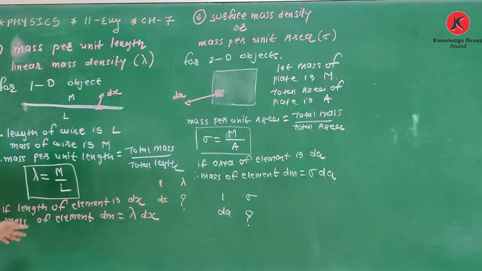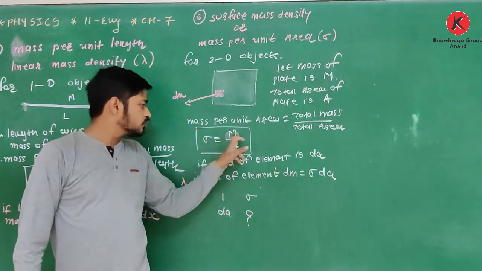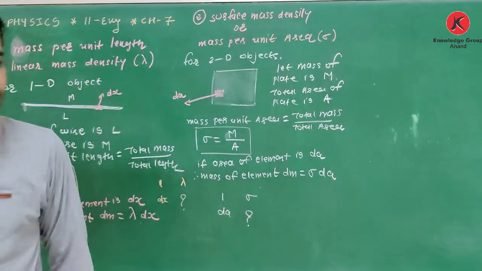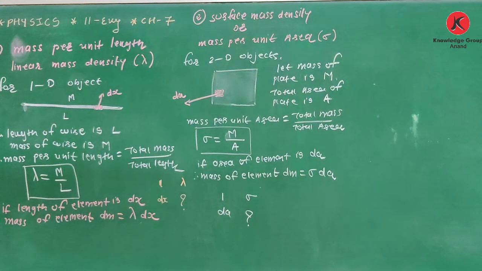So in this case, lambda is equal to m upon L and dm is equal to lambda dx. In this case, sigma is equal to m upon A, and dm is equal to sigma into dA. Now the third case, I think you know, it is about density.